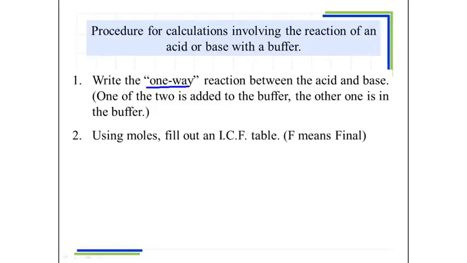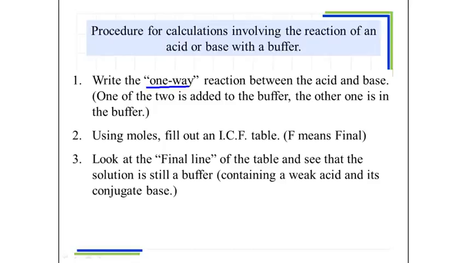With that, we're going to do something called an ICF table instead of an ICE table. F stands for final. It is a way of doing a limiting reactant problem that you've probably not seen before, but it's really handy when the ratios are 1-to-1 in your balanced equation, which is always the case here in this chapter. When we've completed the table, we're going to look at the F line, and we're going to see that we still have a buffer. If we haven't wiped out the buffering capacity, we still have a buffer, and as a buffer we can still determine the pH as we would any other buffer solution.